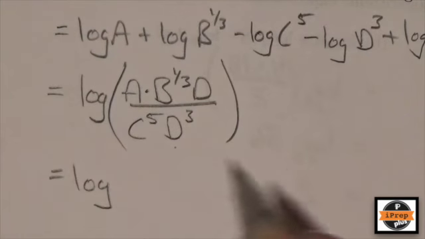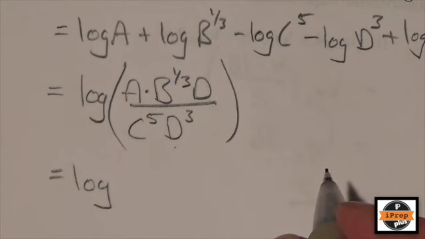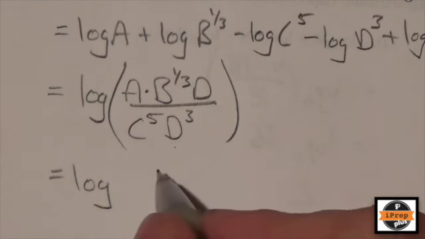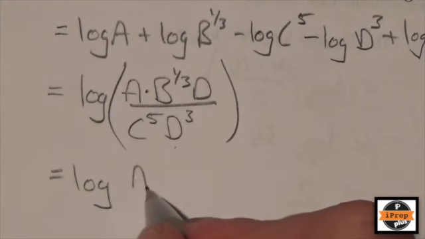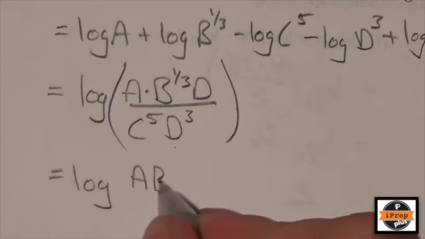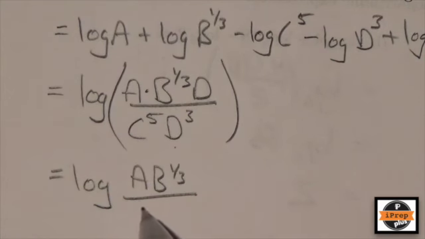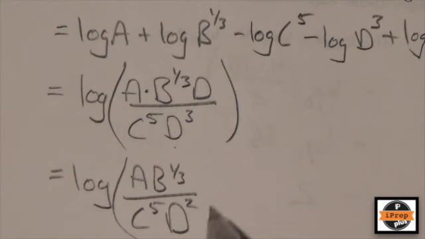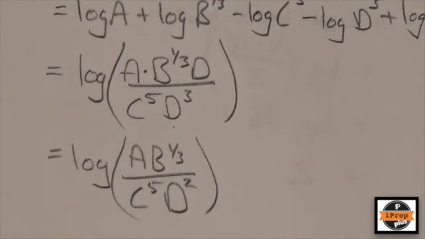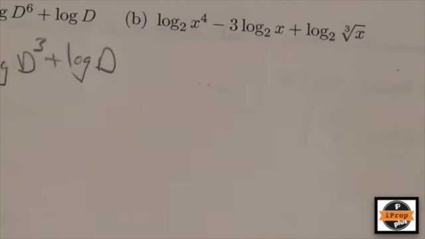Now it's just a matter of simplifying, and there really isn't a whole lot that we can do about this. But this is going to end up being b to the 1/3, and then this will end up being c to the 5th times d squared. And there you go. b to the 1/3, c to the 5th, d squared. Good. Now let's take a look at this other question here.